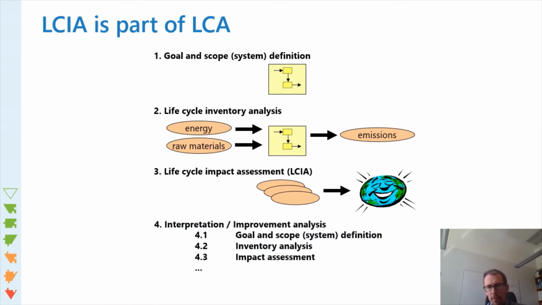There's a 4th step here, which is interpreting all of that data and what it means, and potentially trying to improve the system by going back to the start and redefining it, maybe putting some different unit operations into the system and finding out what the bottom line is from the life cycle impact assessment for that changed system. So this is life cycle assessment in a nutshell, and it shows where life cycle impact assessment fits into that.